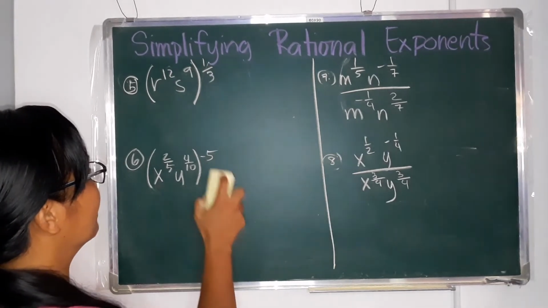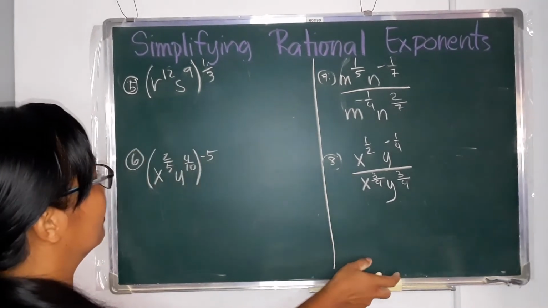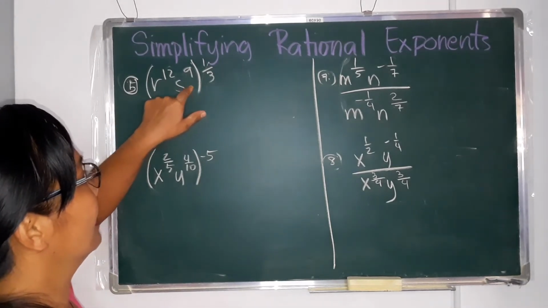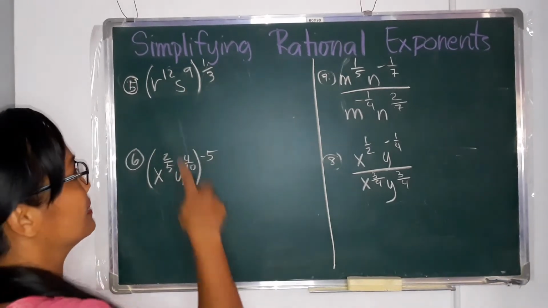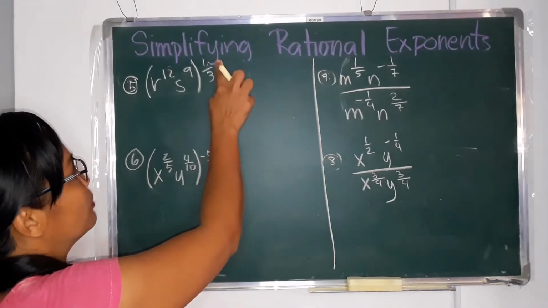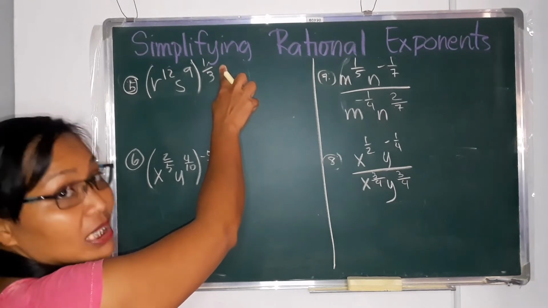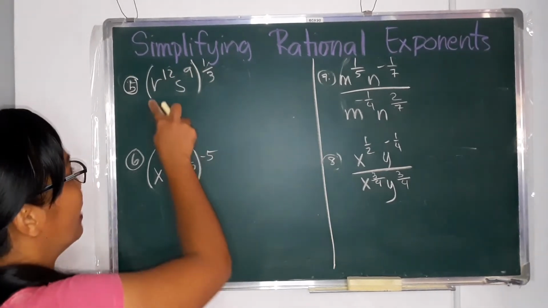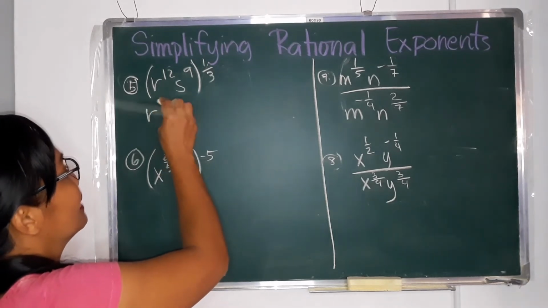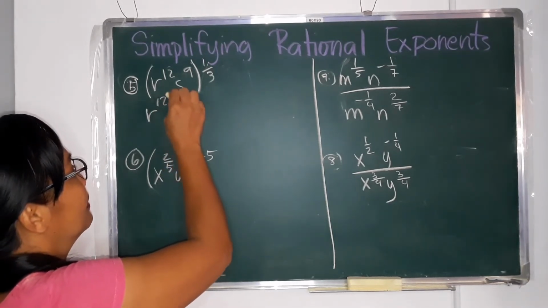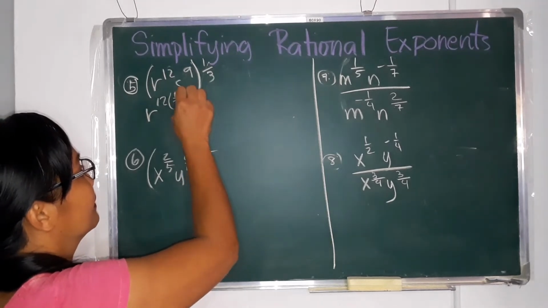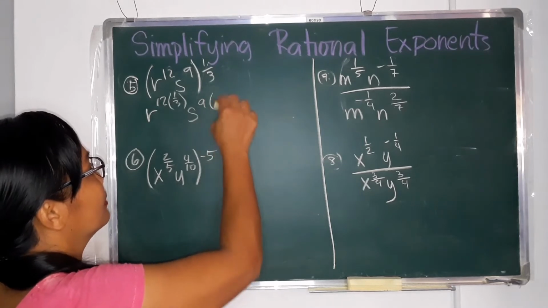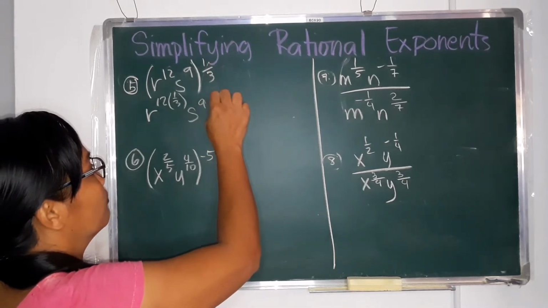So in here, we're going to do power to power. We need to say exponent to exponent. So, R raised to 12, S raised to 9, and a power of 1/3. So again, the exponent outside will be multiplied with all the exponents inside. So copy R, which is the base, and then 12 multiplied by 1/3. Copy base S, exponent 9 multiplied with exponent 1/3.